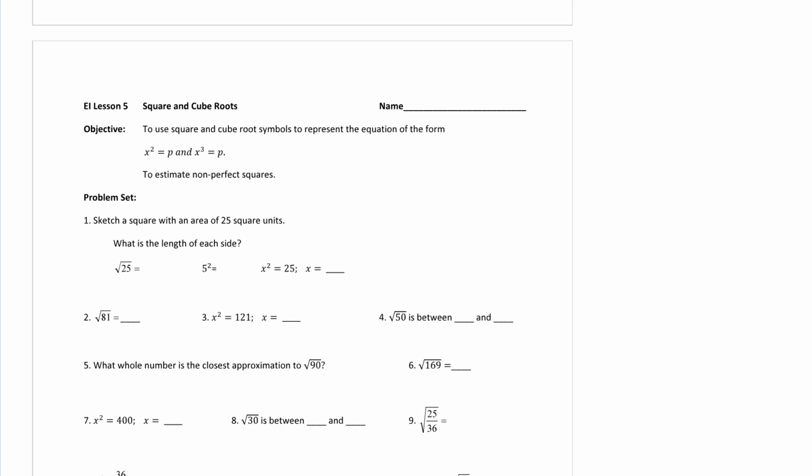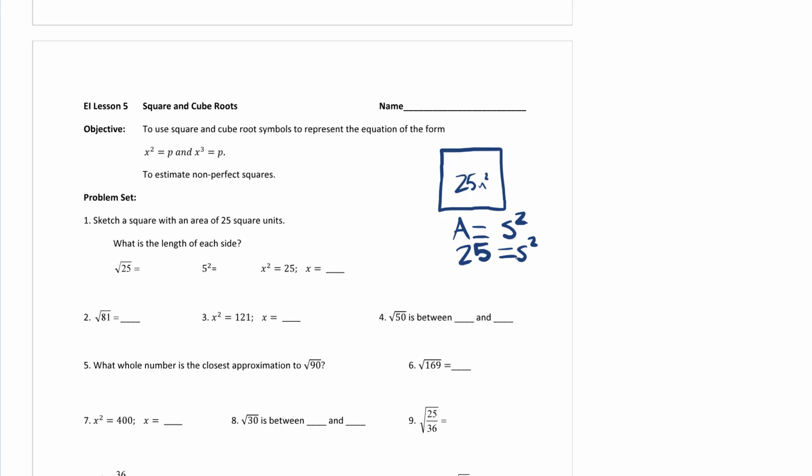Okay, so let's do the first problem here. Sketch a square with an area of 25 square units. So here's a square-like shape anyway. And if the area is 25 square units, what must the length of each side be? Well, we know area of a square is side squared. So area is already given to us, 25. We'll substitute 25 for A, and that's equal to s squared.